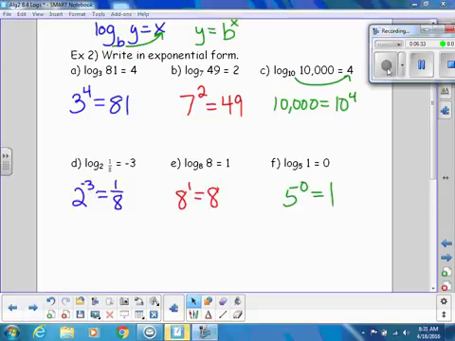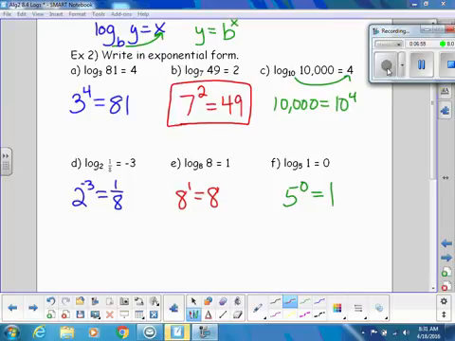Okay, so again, you should have gotten these answers. And remember, it doesn't matter what the exponent is or what the base is. Those can be fractions or negatives or anything like that. Now, something I want you to keep in mind is the exponential form should make sense. So here, 7 squared equals 49. That makes sense. We know that if we do 7 to the 2nd power, that's going to equal 49.